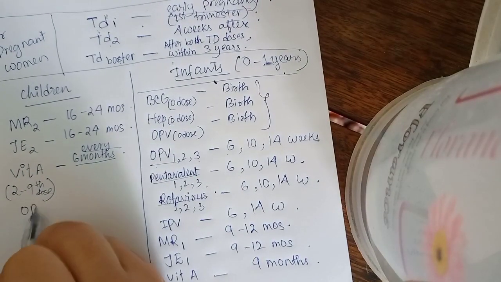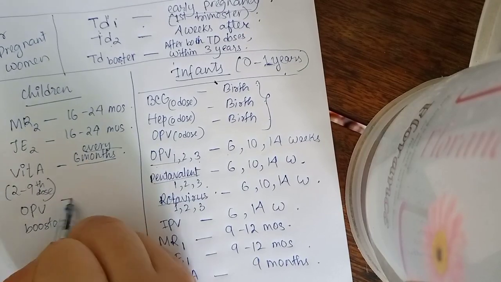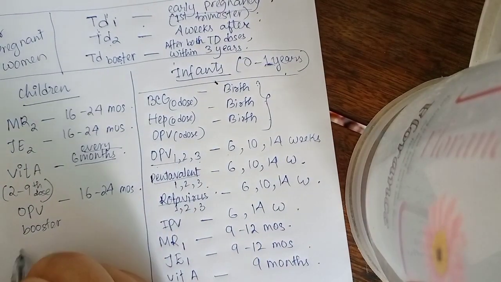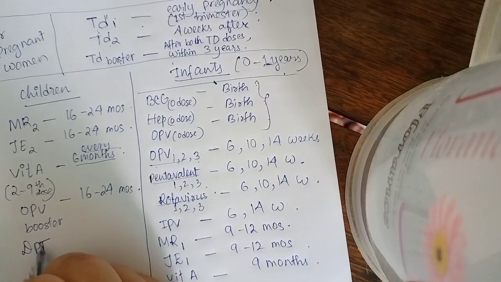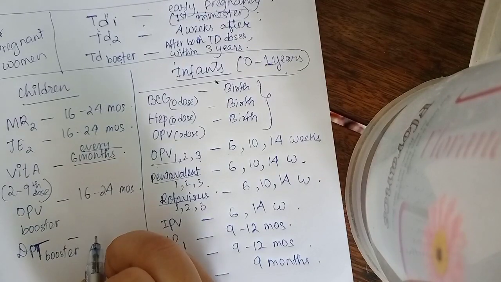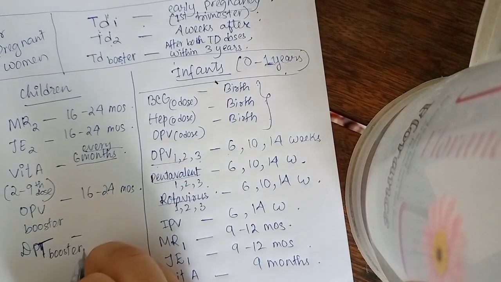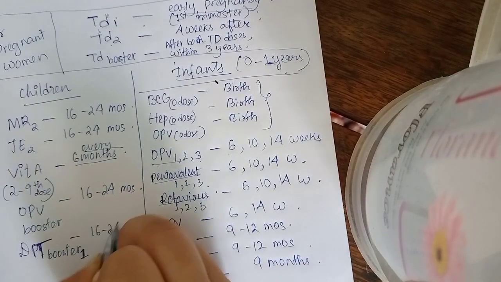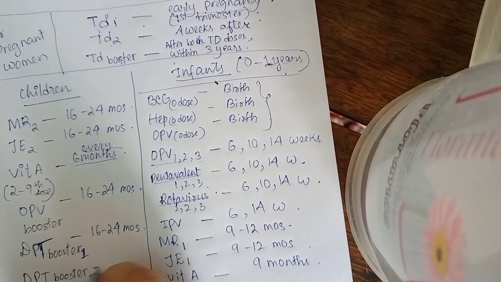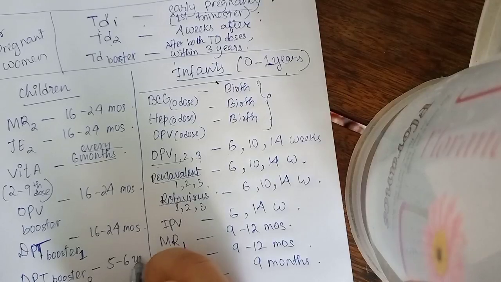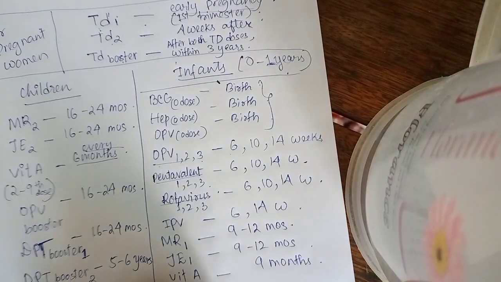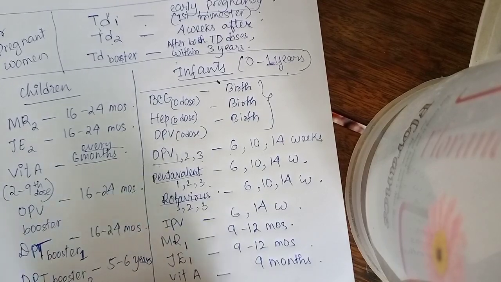Now coming on to the OPV booster. The OPV booster is also given at 16 to 24 months. These are the vaccines for children. Again, there is the DPT booster, with 2 doses. The DPT booster 1 dose is given at 16 to 24 months, and the DPT booster 2 dose is given at 5 to 6 years. Now TD, again for children, is given at 10 and 16 years.